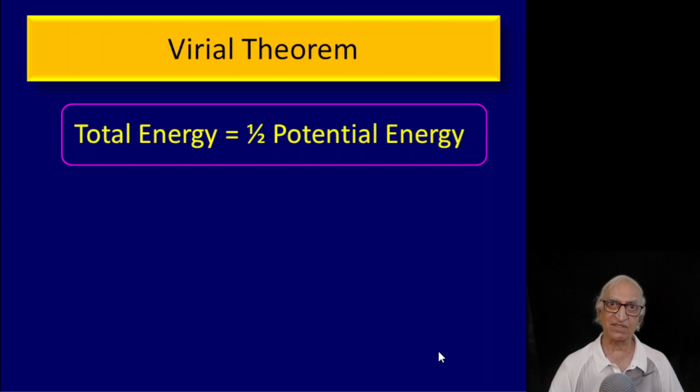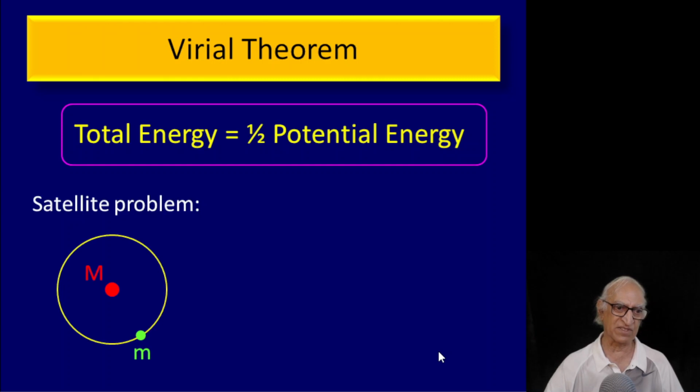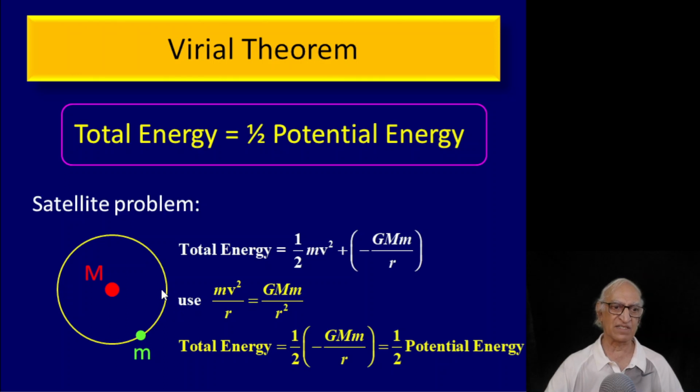Well, let's try to apply it to a problem that we've all solved in our school days. The satellite problem, in which a mass small m is going around a mass capital M. Well, we know Newton's laws, and the total energy of the planet is its kinetic energy, 1/2 mv squared, plus the gravitational potential energy of the planet arising due to attraction by the central mass capital M. The gravitational potential energy is -GMm/R, and of course the gravitational potential energy is negative.